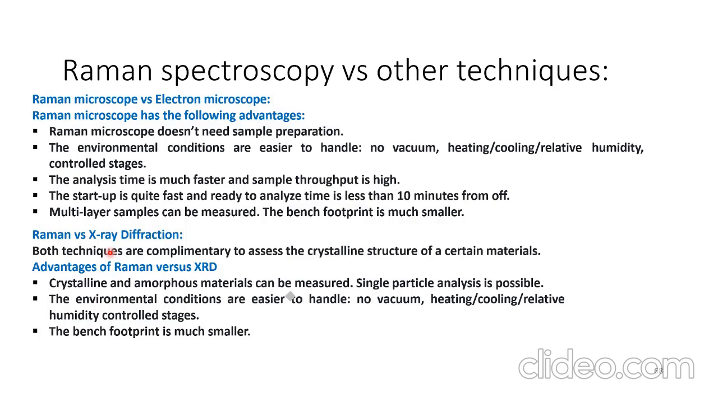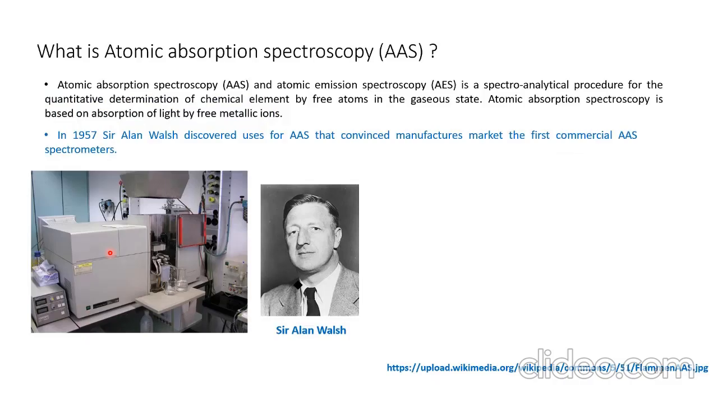Then the advantages over XRD. In Raman, crystalline and amorphous materials can be measured. Single particle analysis is also possible. Then the environmental conditions are easier to handle. No vacuum, no heating or humidity or stage issues. And the footprint is small. That means at a smaller level, we can put several samples and do the measurements. Then the next technique is the atomic absorption technique, that is AAS.